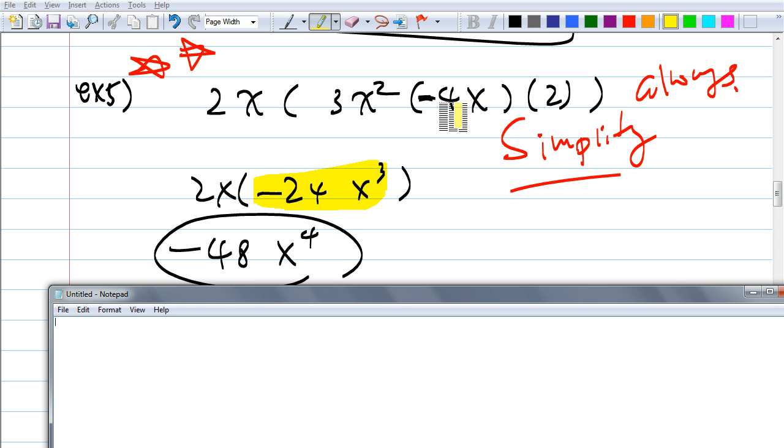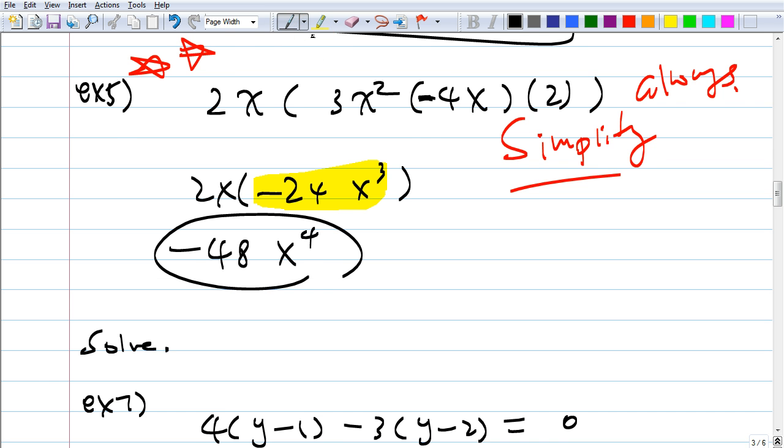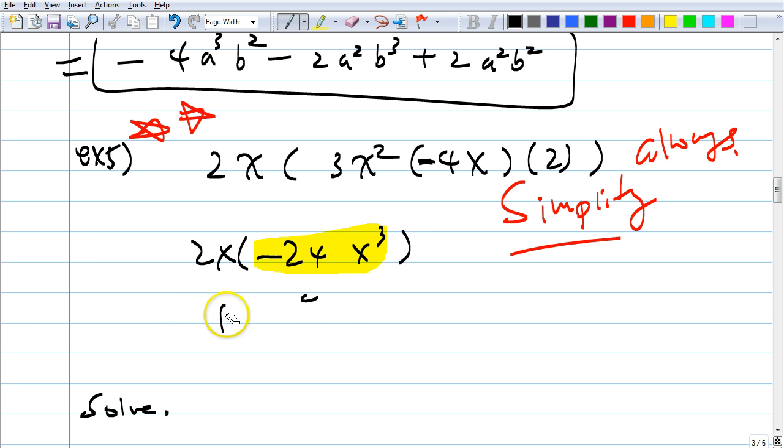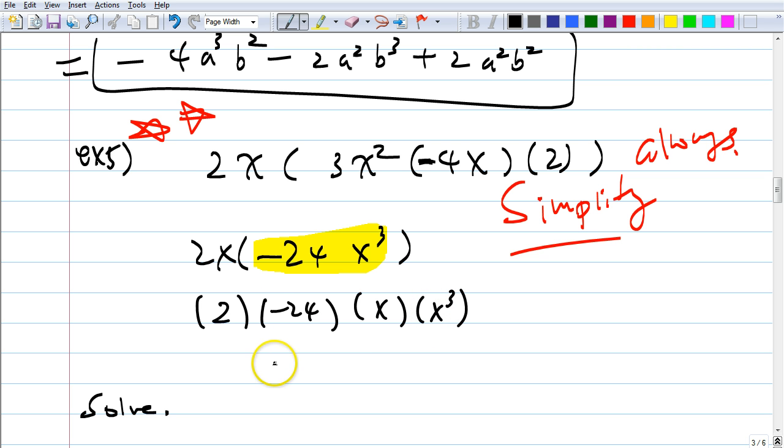So be careful there. Any question? Yes, sir. How to get negative 48? Okay, Leah actually told us how to do that one correctly, even though I changed. So I should have followed what Leah said. So this does become, look, all the operations are multiplication, right? So I'm going to use commutative property: 2 times negative 24 times x cubed. That's what she told me to write, right? And what's 2 times negative 24? Negative 48. What's x times x cubed?